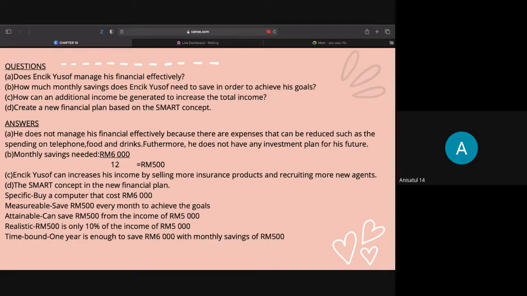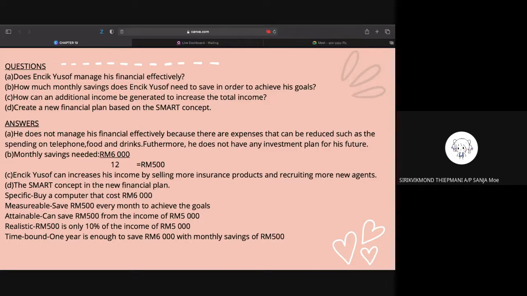Soalan C, how can an additional income be generated to increase the total income? Macam mana pendapatan tambahan dapat dihasilkan melalui jumlah pendapatan. Jadi jawapan yang kita boleh letak, Encik Yusof can increase his income by selling more insurance products and recruiting more new agents. Maksudnya Encik Yusof ni boleh menghasilkan income tambahan melalui jual insurance, barangan insurance dan mengambil beberapa ejen-ejen baharu. Untuk soalan D ni saya serahkan kepada Siri untuk terangkan.